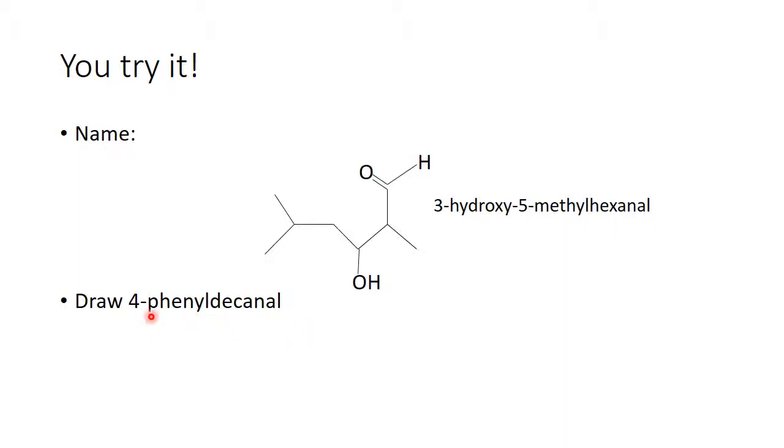If I look at this compound, 4-phenyldecanal, the first thing I'm going to need to do is put down 10 carbons for the dec and end it with an aldehyde. On the number 4 carbon, I'm going to have to put a benzene ring because phenyl stands for a benzene ring as a substituent. So this is 4-phenyldecanal.